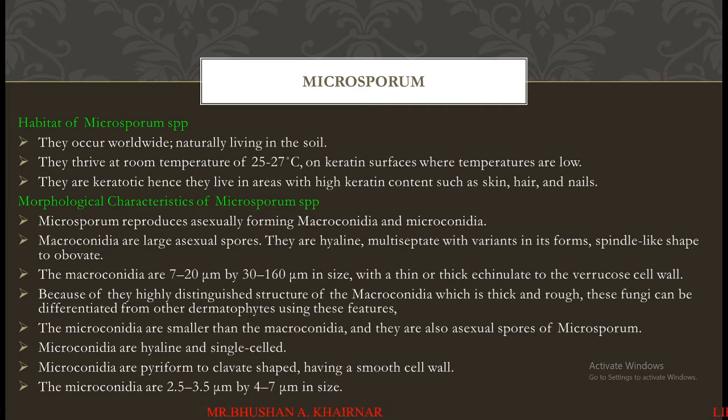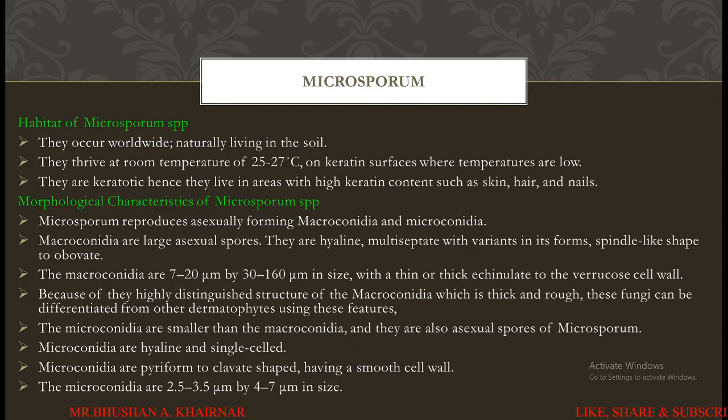First one is microsporum. If you see the habitat of microsporum, they occur worldwide, naturally living in the soil. So they are generally found in the soil. They thrive, or you can say they grow, at a room temperature of 25 to 27 degrees centigrade on keratinized surfaces where the temperature is low. They are keratotactic, hence they live in areas with high keratin content such as the skin, hairs, and nails.